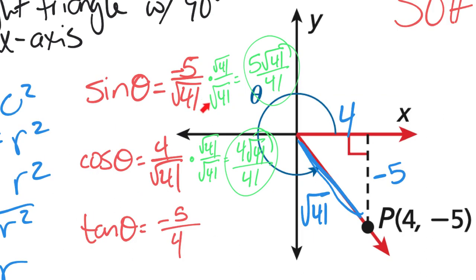And I almost forgot, we do need to get in the habit of rationalizing our denominator. We don't want radicals in the denominator. So when you do that, this is what your sine theta would end up being, and this is what your cosine theta would end up being. It really is the exact same value. It's just more grammatically correct for math.